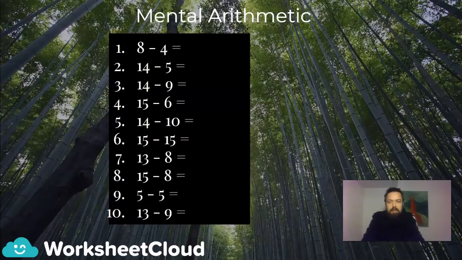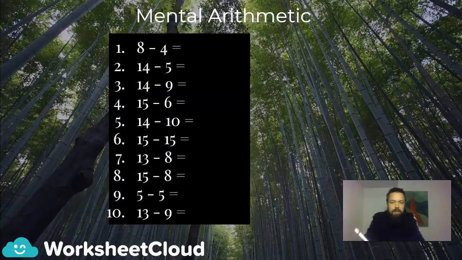8 minus 4 is 4. 14 minus 5 is 9. 14 minus 9 is 5. 15 minus 6 is 9. 14 minus 10 is 4. 15 minus 15 is 0. 13 minus 8 is 5. 15 minus 8 is 7. 5 minus 5 is 0. 13 minus 9 is 4.